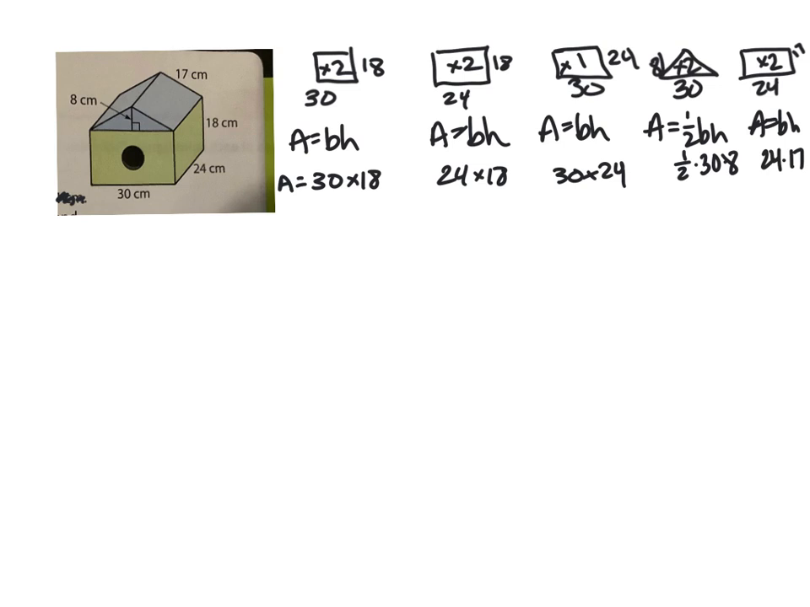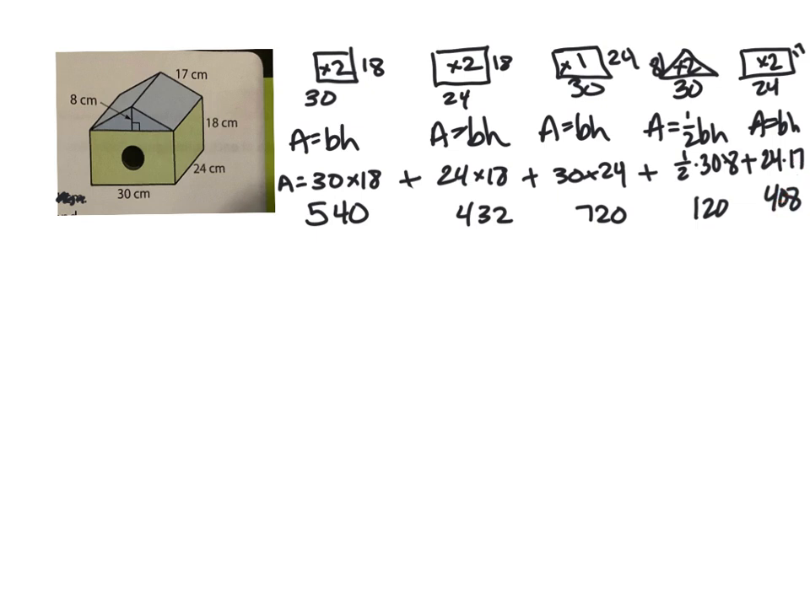Calculate those to get their answers. They're all going to be eventually added together. 30 times 18 is 540. 24 times 18, 432. 30 times 24, 720. 1/2 of 30 is 15 times 8 is 120. And 24 times 17 is 408.